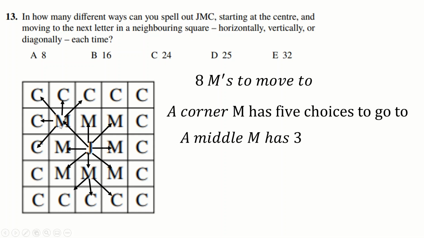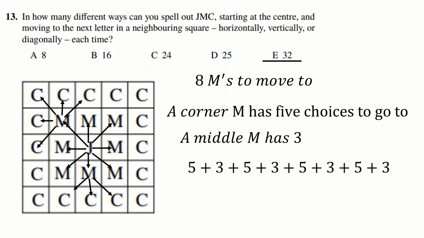So we can just add these up in turn. If we go here, there are 5 choices, plus the 3 choices here, plus the 5 choices there, plus 3 here, 5 there, and so on. We just add all those options, and we get 32 in total.